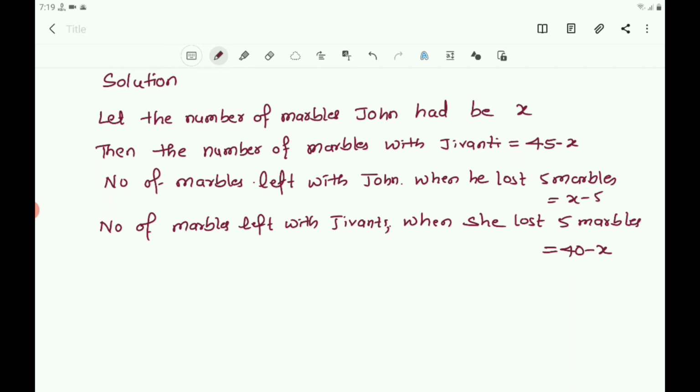Then the product of marbles left with them is 124. That is the product of left marbles, the product of marbles left with them.